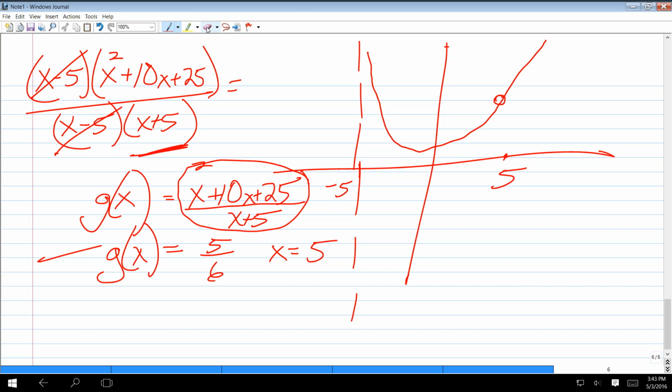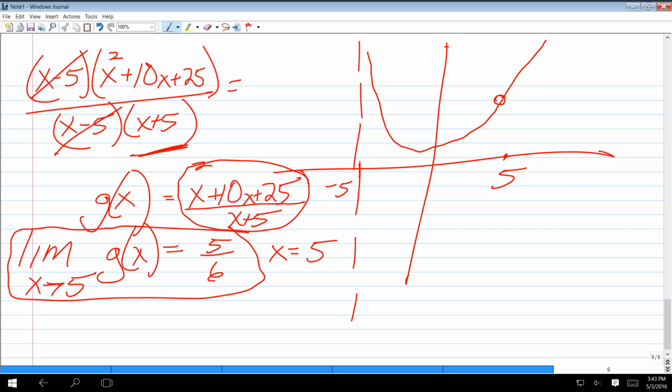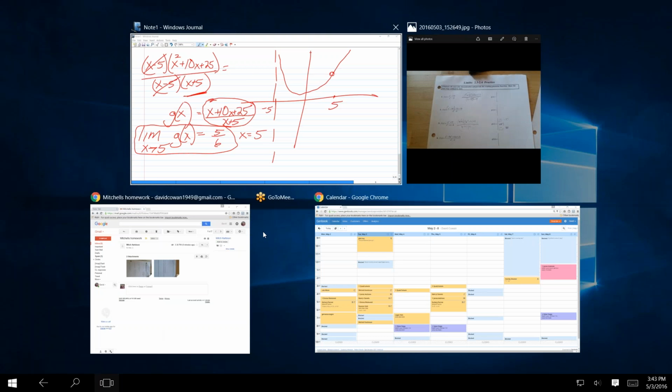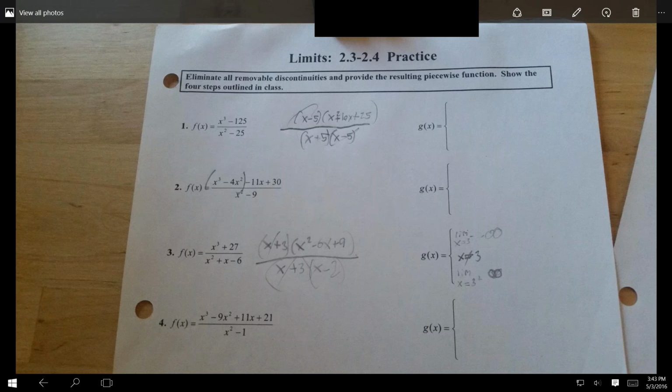Now, perhaps what she meant was the following. The limit of g of x as x approaches 5 is equal to 5/6. That is a proper statement, but it's not really part of a definition of a piecewise function. I've never really seen anybody do this, where they try to turn the limit problem into a piecewise function.